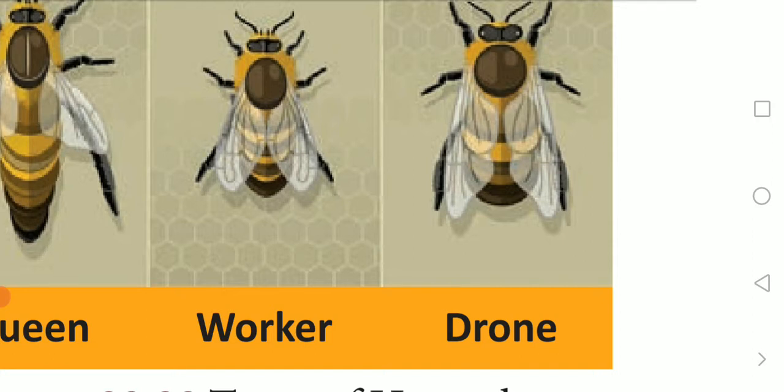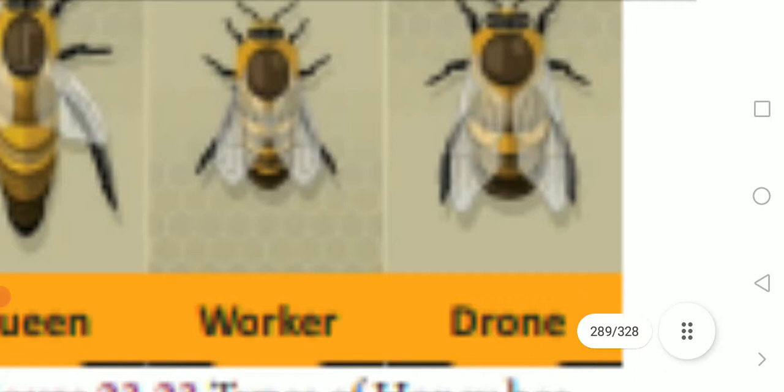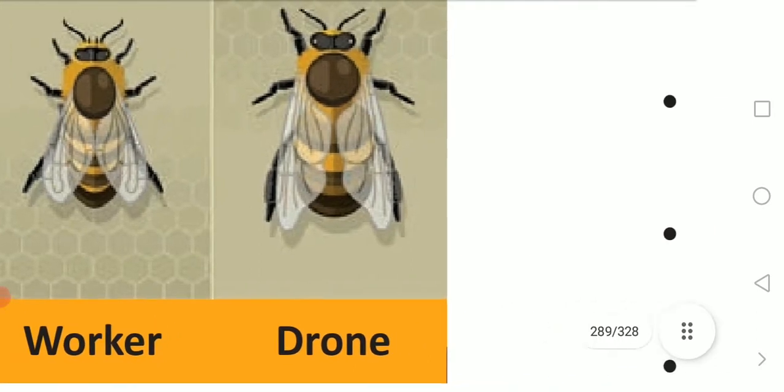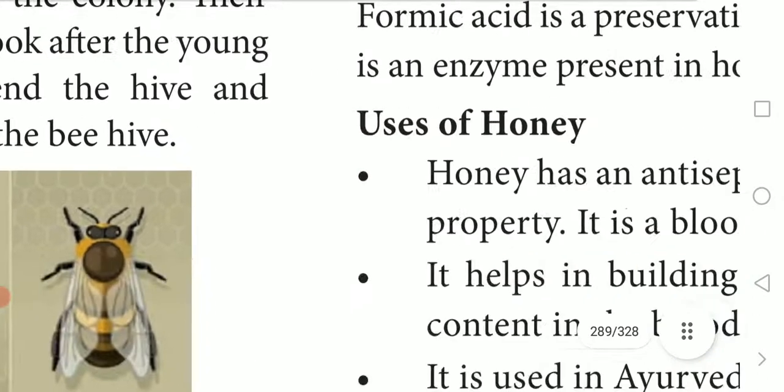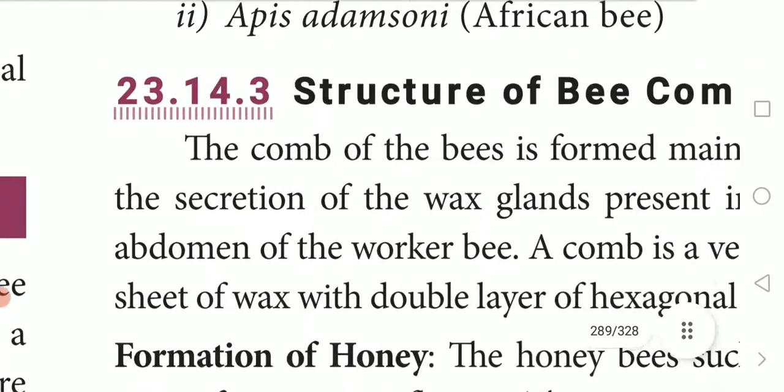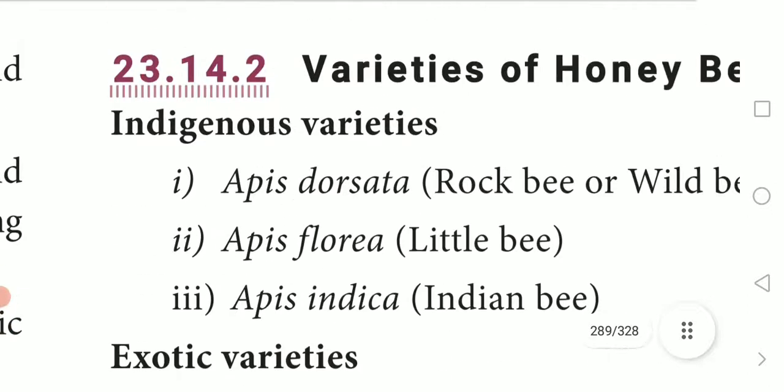Next is the worker bee. They are sterile female bees and the smallest members of the colony. Their functions are to collect honey, look after the young ones, clean the comb, defend the hive, and maintain the temperature of the beehive.